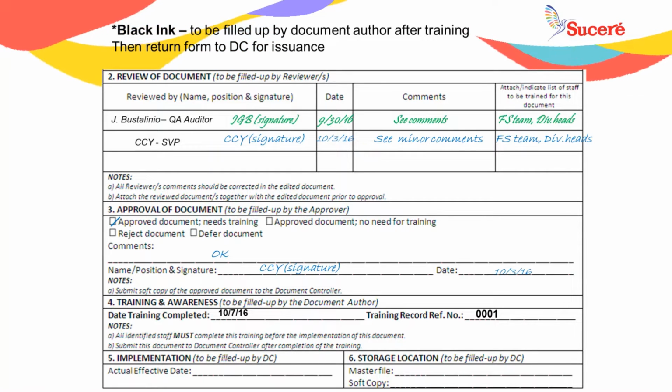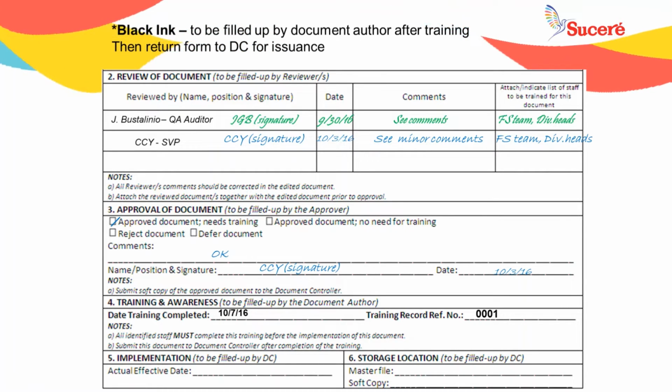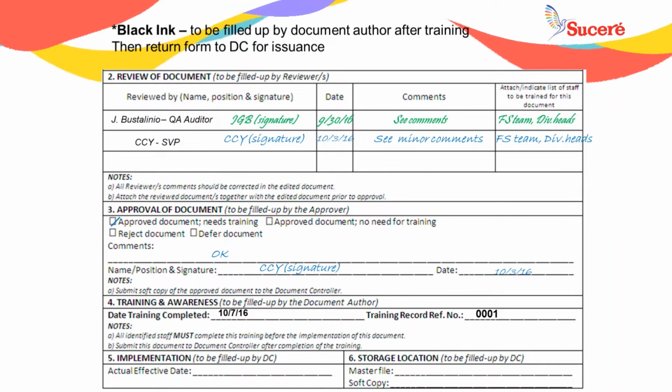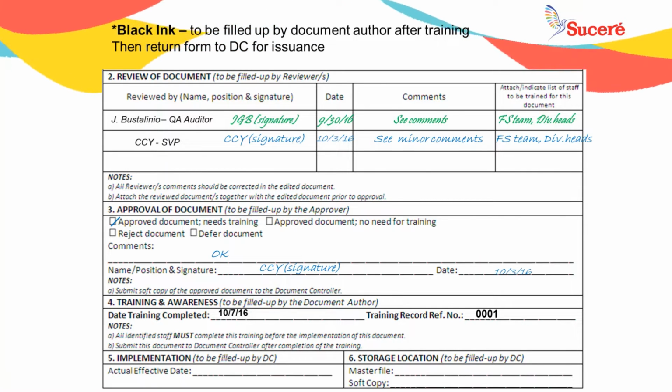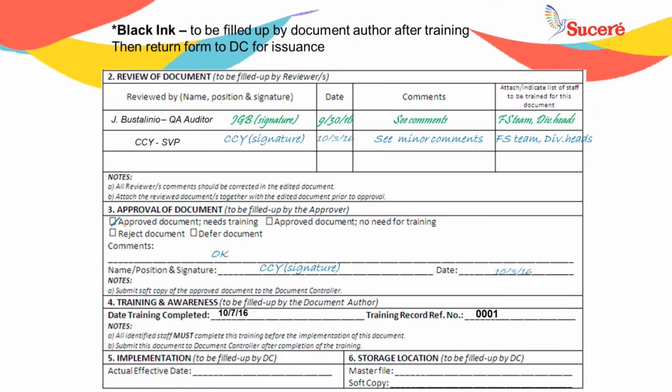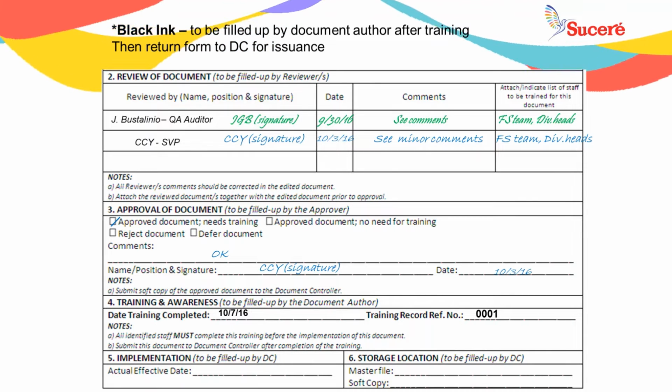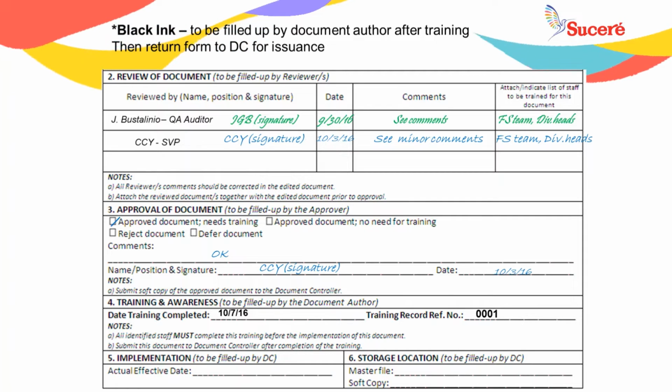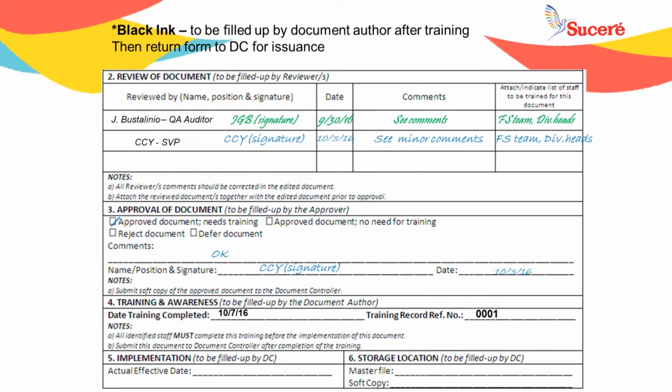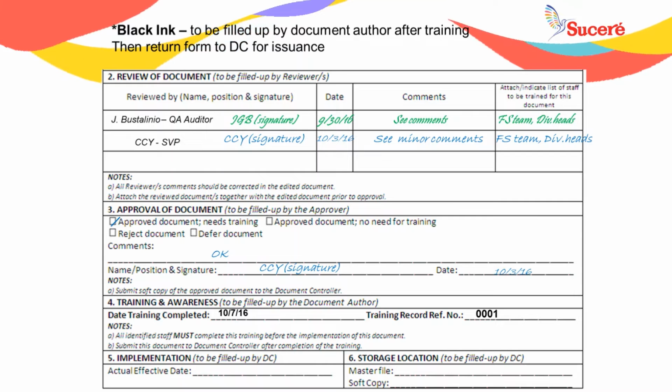So in the lower part of the DR, the approval of document, the document reviewer, who is now the approver, approves the document and then puts OK if there are no other comments, puts his initials and signs it, and then puts the date of approval.